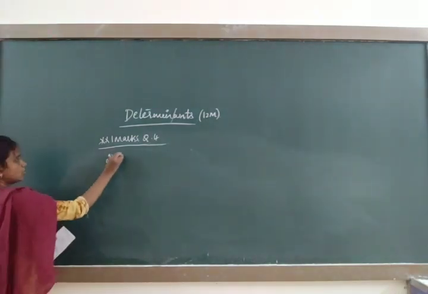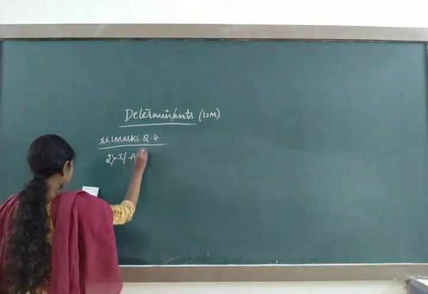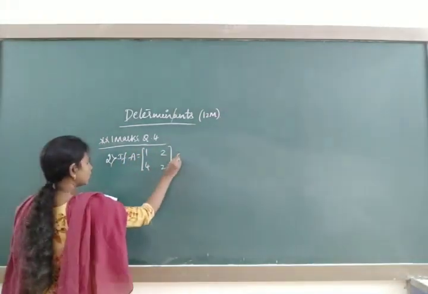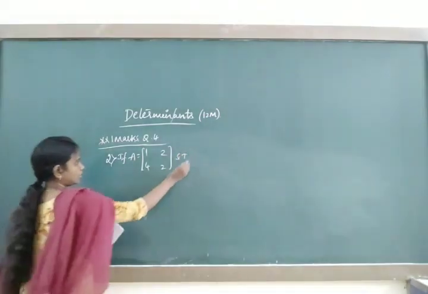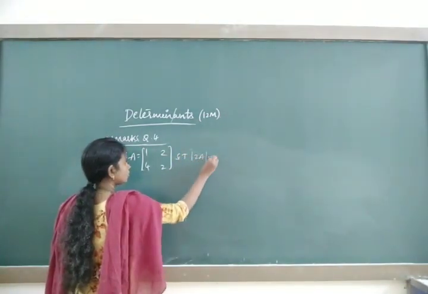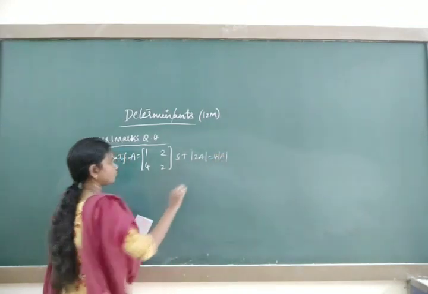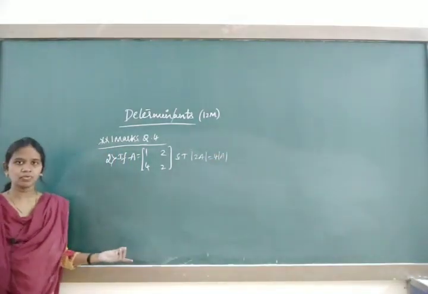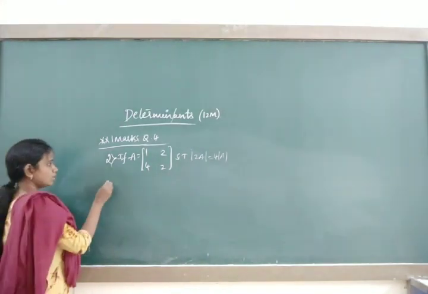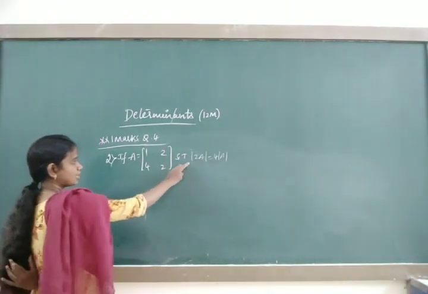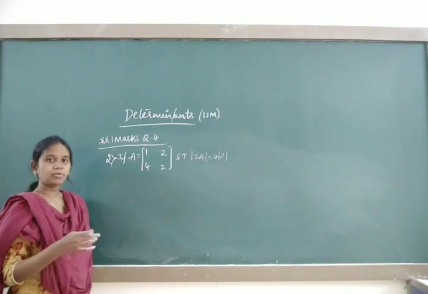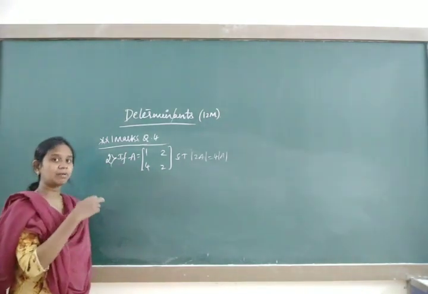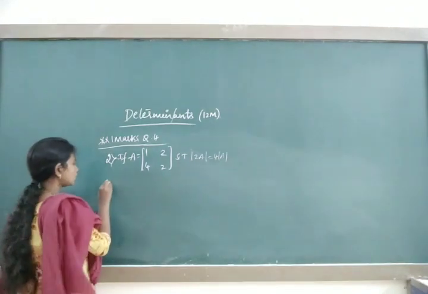If A is equal to the matrix 1 2 4 2, show that determinant 2A is equal to 4 into determinant A. Show that determinant 2A is equal to 4 into determinant A. So for this, which is our left hand side, first of all determinant 2A. To have the determinant 2A, first of all we are having the matrix, it is multiply 2A, scalar multiplication.